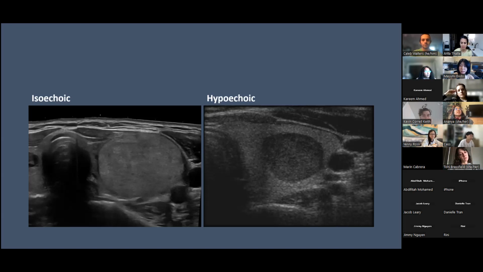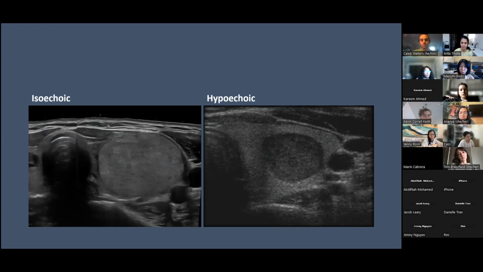Iso means the same in Latin language. It has the same color as the actual thyroid. Those are called isoechoic thyroid nodules. You can see it's nice and whitish-grayish. Those carry low risk. The cancer risk is about 5 to 10%.